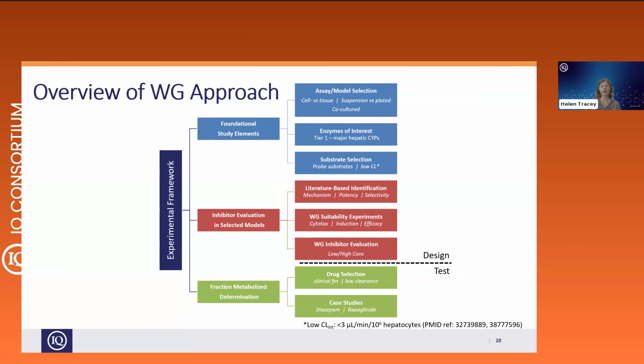Our final step was to then use our selected substrates and inhibitors to determine the FM of 2 well-characterized drugs in each hepatocyte system, and then compare our data to the literature. Our ideal drug would be low clearance with clinically determined FMs and at least 2 routes of CYP metabolism. As I've said, we were limited by the selection of well-characterized low clearance drugs in the literature. And whilst our first case study drug, diazepam, fitted all the criteria, our second drug, repaglinide, didn't fit the low clearance category. It did meet all the other criteria, however, and was deemed suitable for this exercise. And Chuck will discuss our case studies later. Next slide, please.